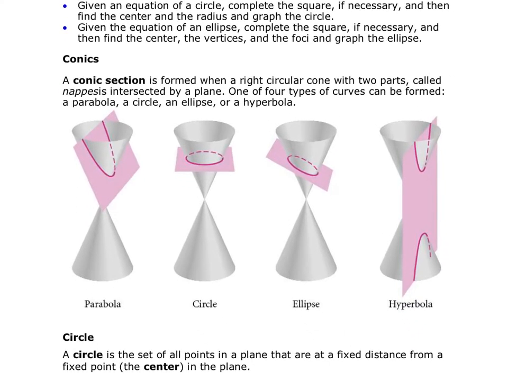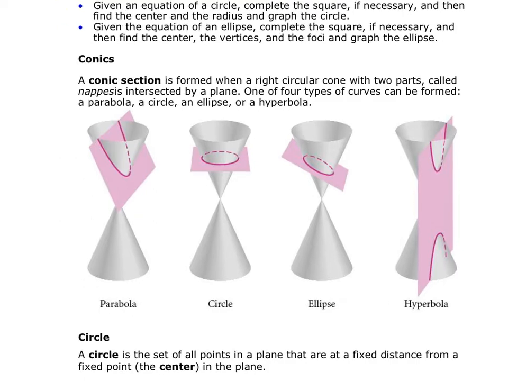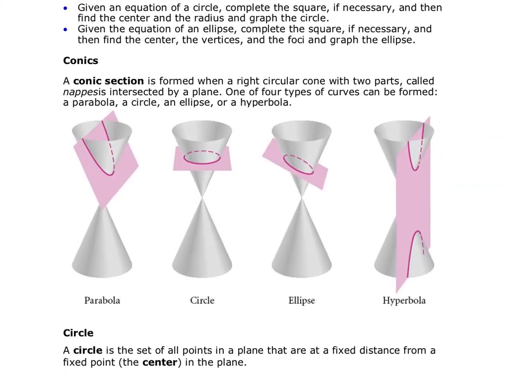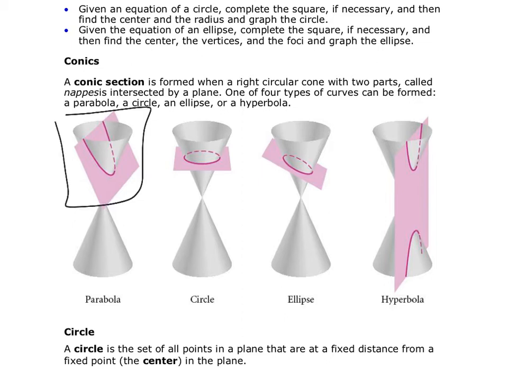So when we're talking about conics, it basically says we have two cones stacked on top of each other, tip to tip. How you slice the cone is going to determine the shape of your conic. If you slice the cone at an angle, and you only hit one cone, you end up with a parabolic shape.